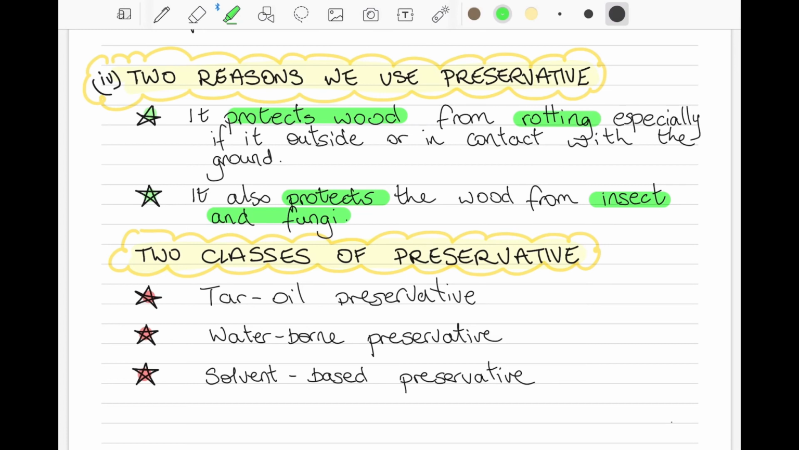And then they asked us to list 2 classes of preservatives, in other words, 2 types. We said this a while ago. Tar oil preservative is your creosote type paint. It's what you put on a piece of timber in order to make it last longer. So it's tar oil based. You also have waterborne preservative, which basically means that the preservative is carried within the water. The water evaporates, leaves behind the preservative. And you have solvent-based preservative. Same story, only that instead of water, it's a solvent.